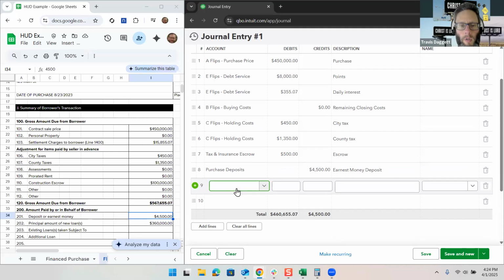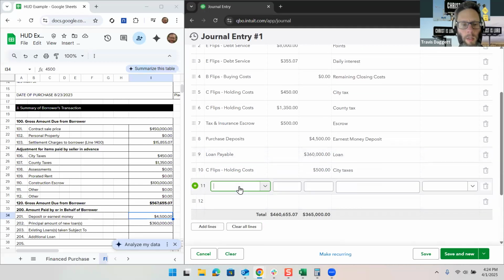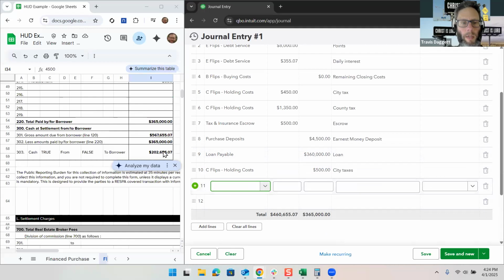And we have our loan. We'll just use this liability already set up. Okay, and then we had one other, city taxes here on the credit side. Okay, and then this should be the amount, if we did it right.